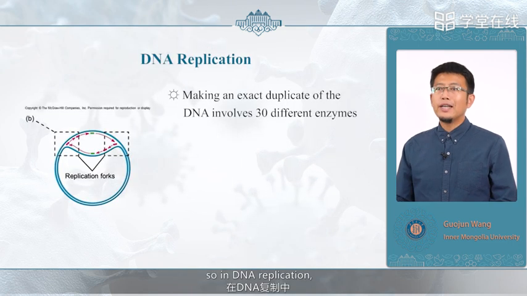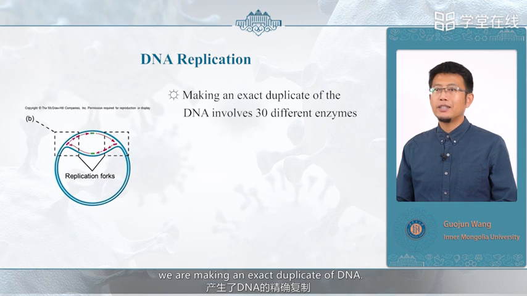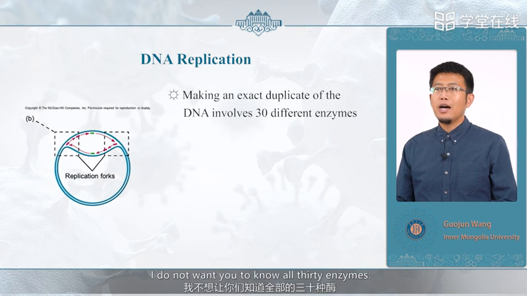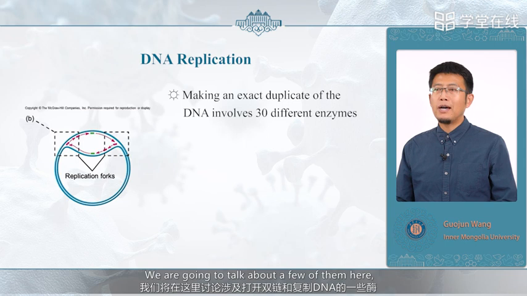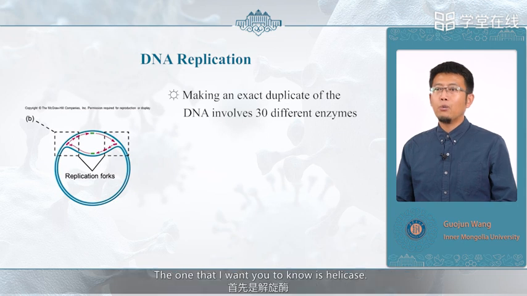Alright, so in DNA replication, we are making an exact duplicate of DNA. This process involves about 30 enzymes. I do not want you to know all 30 enzymes. We are going to talk about a few of them here, which are involved in opening and making copies of the DNA. The one that I want you to know is helicase, because helicase is essential.